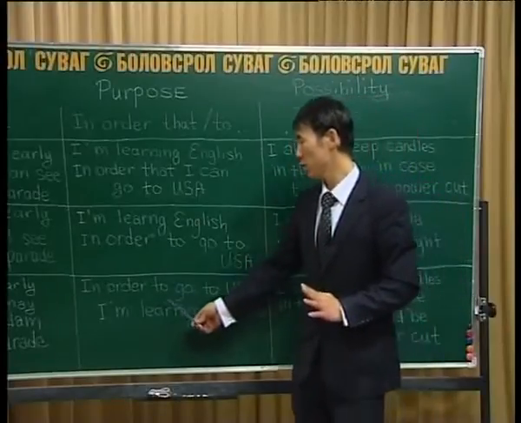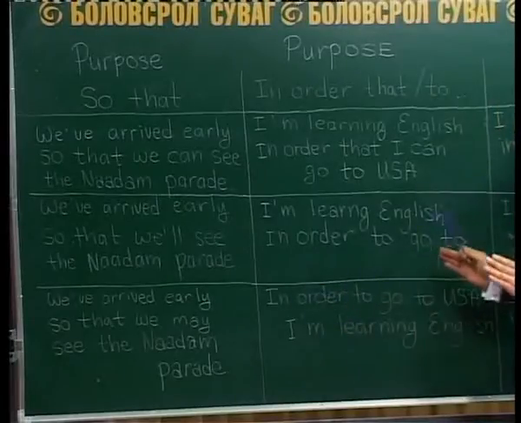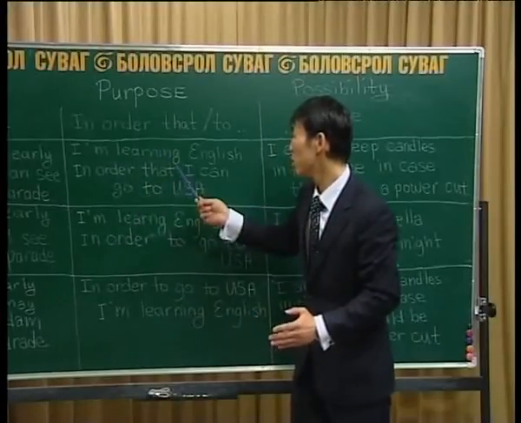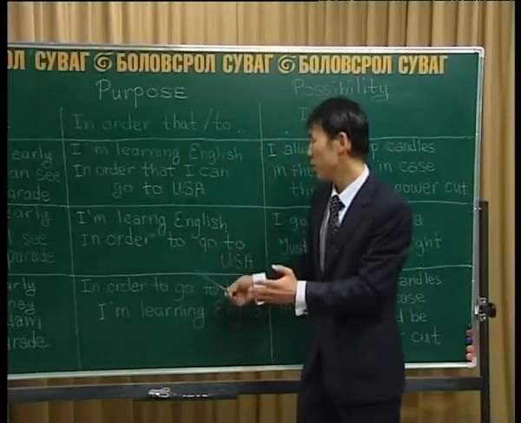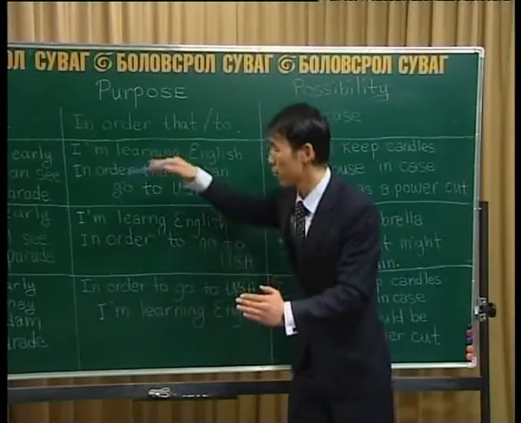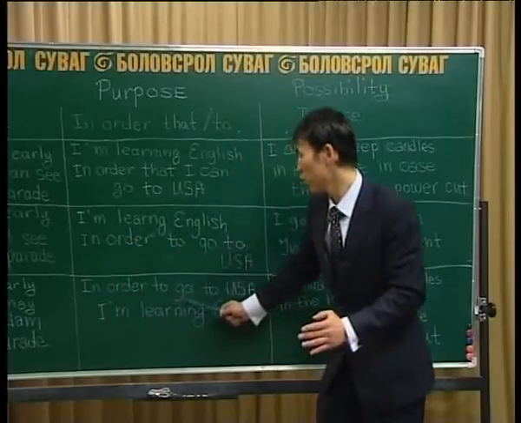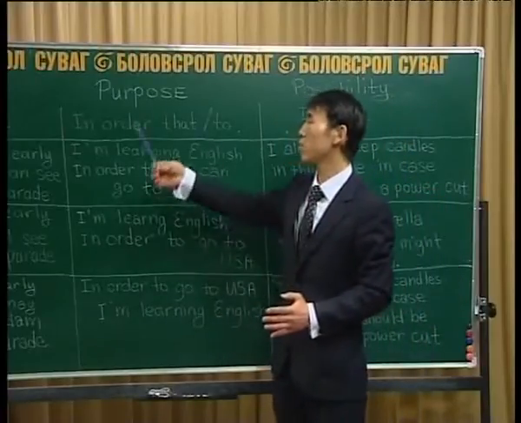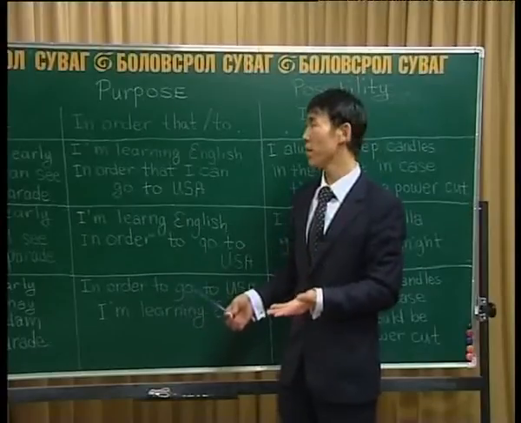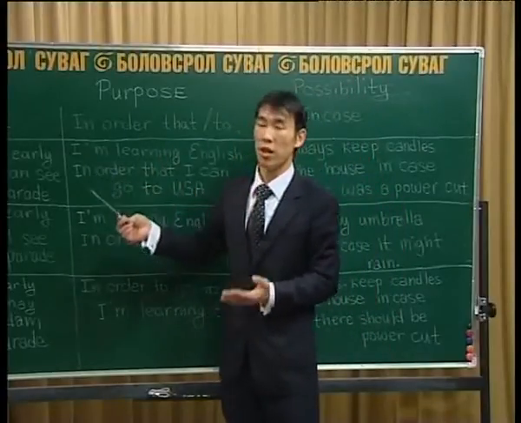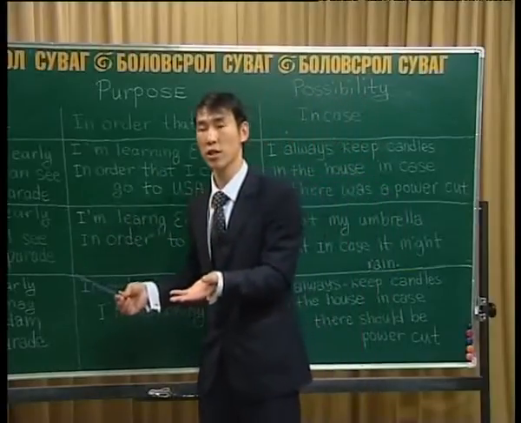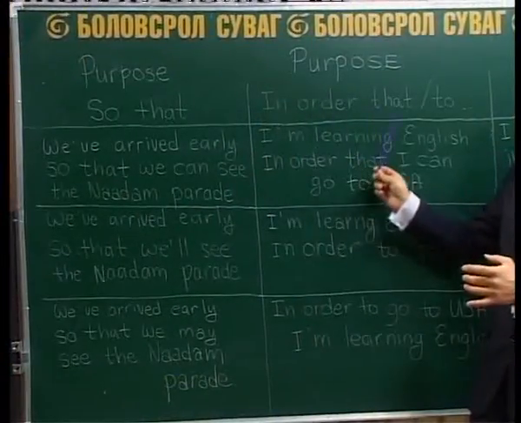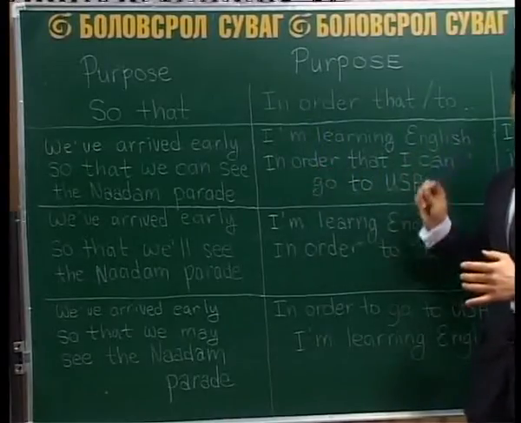You see, in order to, you can bring it up in front. It was here, in order that or in order to, but you can bring it in front: in order to go to USA, I'm learning English. This is also expressing your purpose. Everyone has a purpose, so if you want to express your purpose, you can use so that, and also in order that, or in order to.